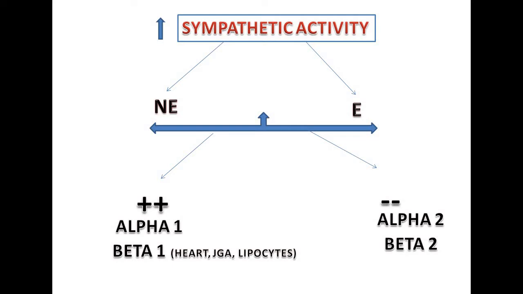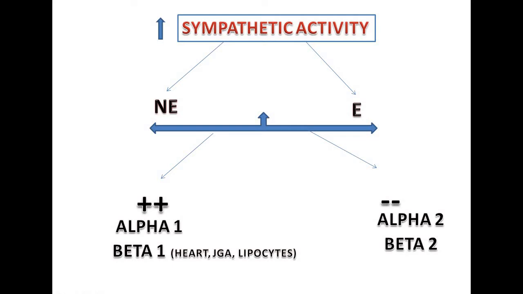And the effect can be stimulatory or inhibitory. So if we have a stimulatory effect, it is 1, right? Alpha 1 or beta 1. Almost everywhere in the body we have alpha 1. These are the receptors we are talking about, right? So everywhere in the body we have alpha 1, except for 3 places. What are these 3 places? These are the heart, the juxtaglomerular apparatus, and the lipocytes. Lipocytes, they have beta 3.